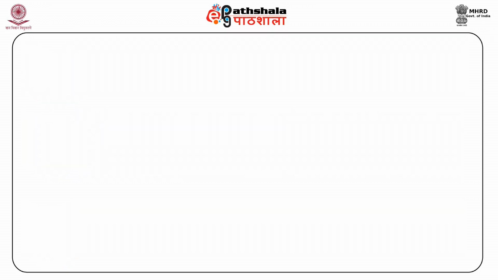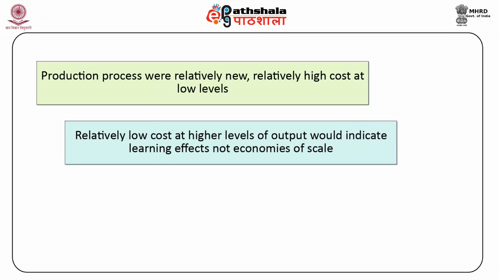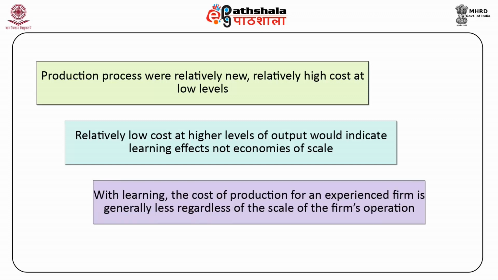In case the production process is relatively new, relatively high costs at low levels and relatively low cost at higher levels of output would indicate learning effects, not economies of scale. With learning, the cost of production for an experienced firm is generally less, regardless of the scale of the firm's operation.